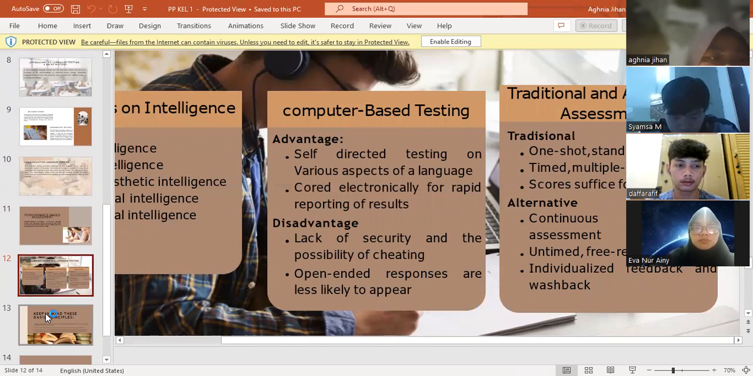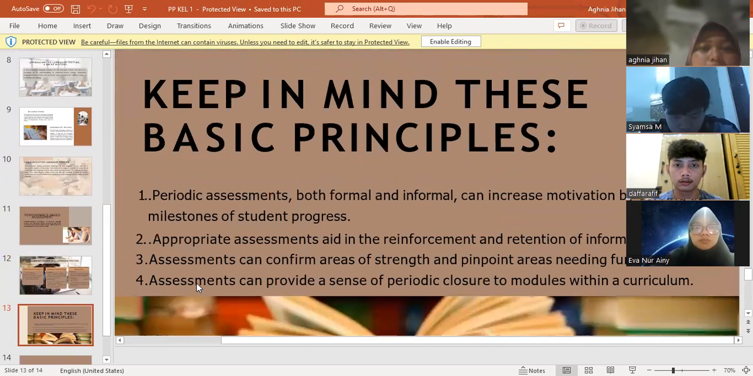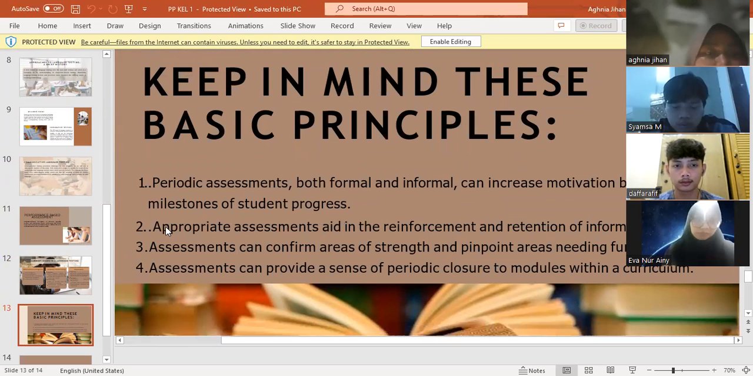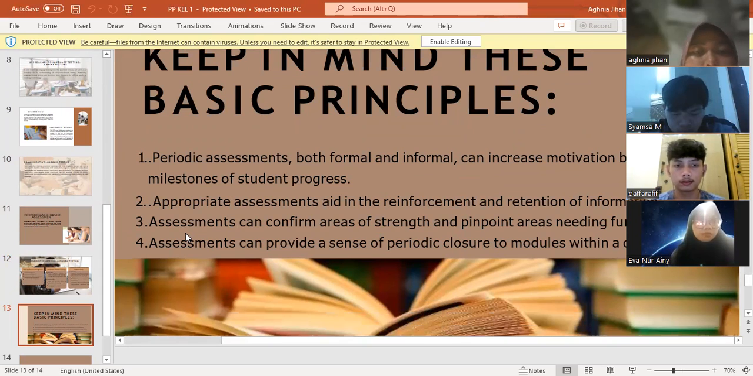And next, keep in mind these basic principles. Actually, there are a lot of basic principles, but we add four in here. Periodic assessment, formal and informal, can increase motivation by serving as milestones of student progress. Second, appropriate assessment aids in the reinforcement and retention of information. The third, assessments can confirm areas of strength and pinpoint areas needing further work. And fourth, assessment can provide a sense of periodic closure to modules within a curriculum.